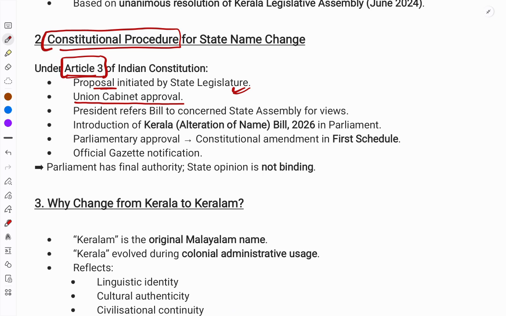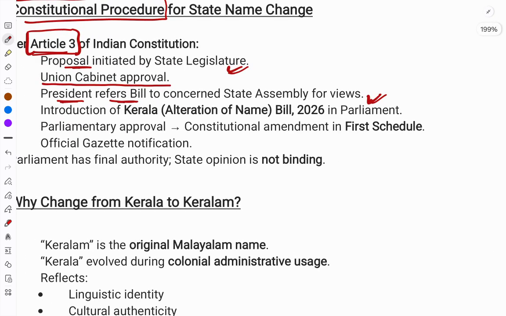Once that approval is done, the president has to refer the bill to the concerned state assembly. For example, in this case, the president will be referring that bill to the Kerala State Legislative Assembly. Then a Kerala alteration of name bill has to be introduced in the parliament. The parliament will be the authority to approve it. Once it is approved, it will go for the president's consent, then it will become an act.